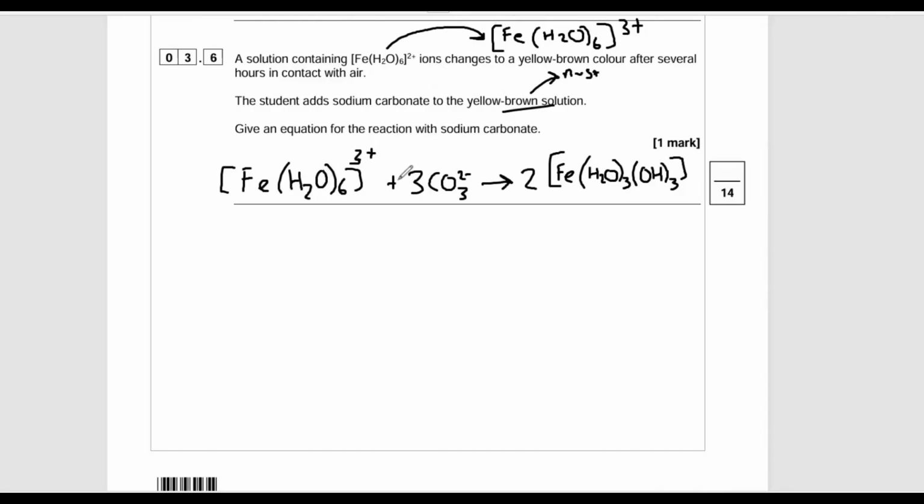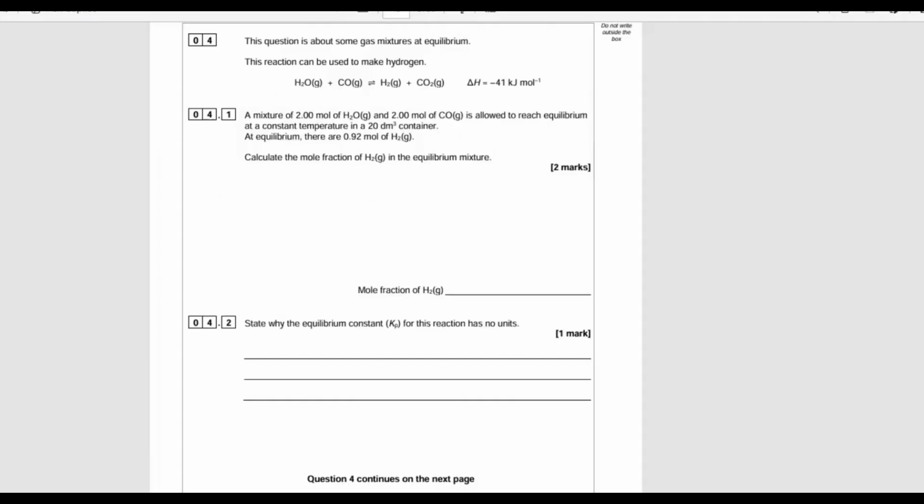And this one does effervesce. So this one does fizz. So that's the difference when you react Fe2+ or hexaaqua iron(II) ions with carbonate. You don't get fizzing, but you do get the fizzing when you react hexaaqua iron(III) ions with carbonates.